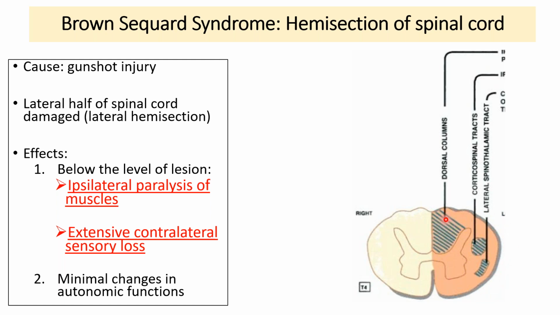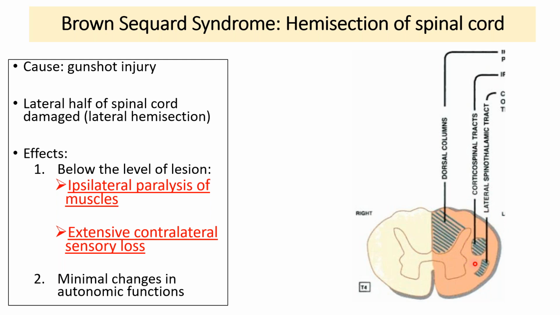Now the initial one, the complete transection, was quite easy because you know everything is lost. But here you have to remember what all structures will be lost. So again, this was the area of posterior column. This is the dorsal column. This is the area of corticospinal tract, lateral corticospinal. This is the area of lateral spinothalamic tract. Remember this picture and then remember what will be the effect.